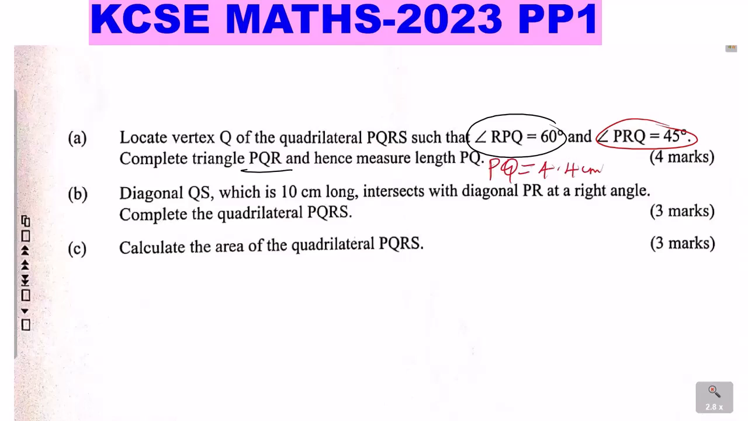Let's go to part B. Diagonal QS, which is 10 centimeters long, intersects with the diagonal PR at right angle.